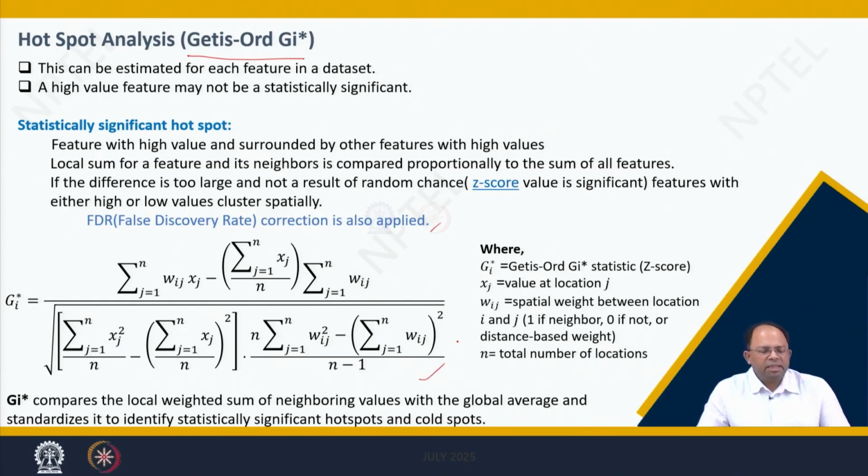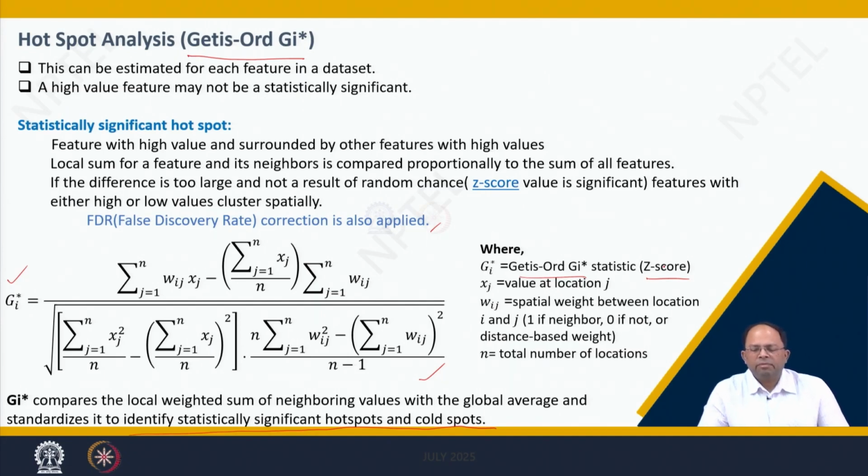So what we get here is that this Gi star compares the local weighted sum of neighboring values with the global average, and standardizes it to identify statistically significant hotspots and cold spots. Because we are standardizing it, we get a value which is like a z-score, and based on the variance, we can determine at what value we can call it high or low, and vice versa. So this is the Getis-Ord Gi star statistic, which takes the form of a z-score.